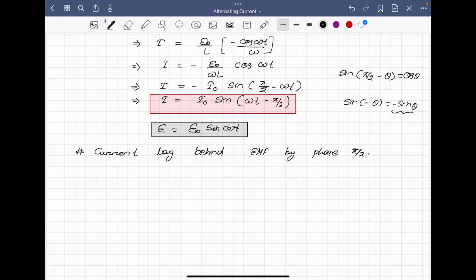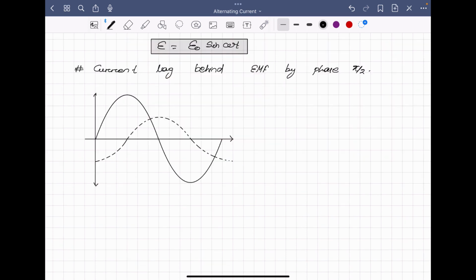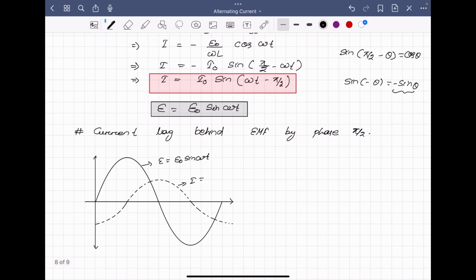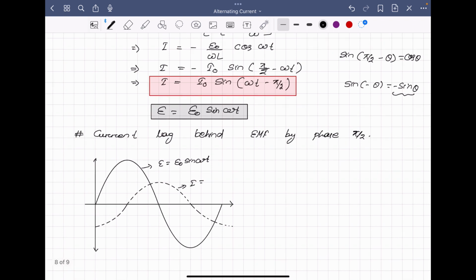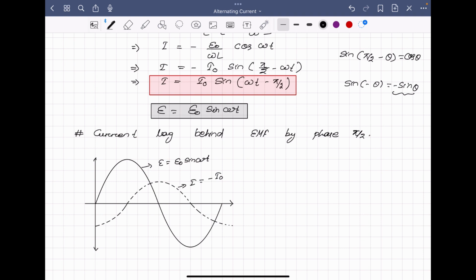Then we have to draw two diagrams. One is our graphical representation of EMF and current, and then our second diagram is our phasor diagram. Okay. Then first we have to draw the graphical representation. This is our graphical representation. As you know, this solid line gives E equal to E naught sine omega t, and the dotted line gives us I equal to I naught sine omega t minus pi by 2, or you can write also minus I naught cos omega t.